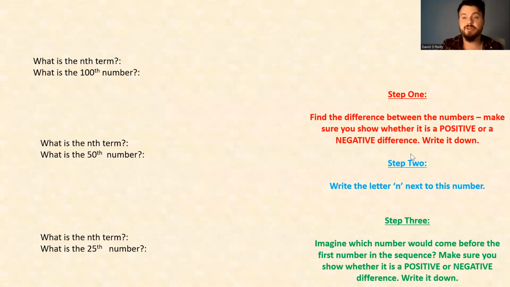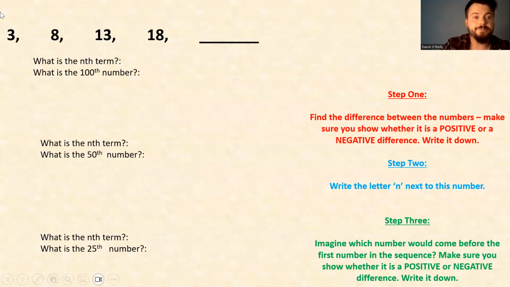We've got the steps written on the screen here. Rather than read the steps through, I'm going to answer the questions. I'll do one step at a time and apply it to this sequence. So I've got the sequence 3, 8, 13, 18. Finding the next number isn't going to be so difficult, but we want to find the 100th number. How do we do this? Step 1, we need to find the difference between the numbers. Make sure you show whether it's a positive or a negative difference. That's very important. Write it down.